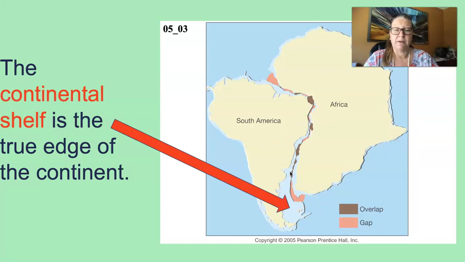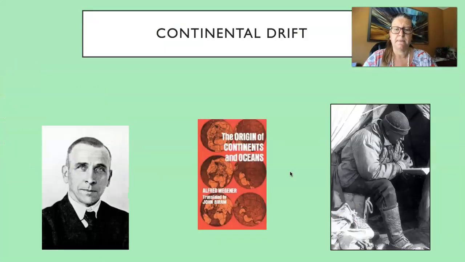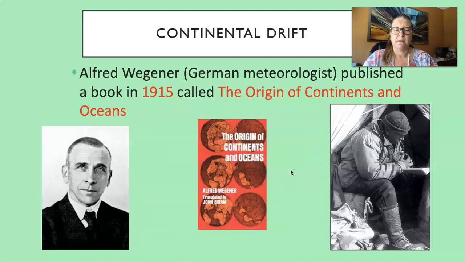And I point that out because we're going to come across that again in the future, but also because if we're going to match up continents, we need to match up the true edges of the continents. Continental drift was an idea put forth by Alfred Wegener. In 1915, he wrote a book called The Origin of Continents and Oceans.